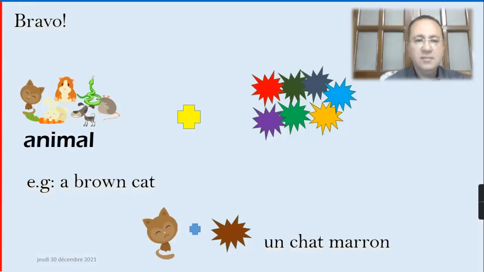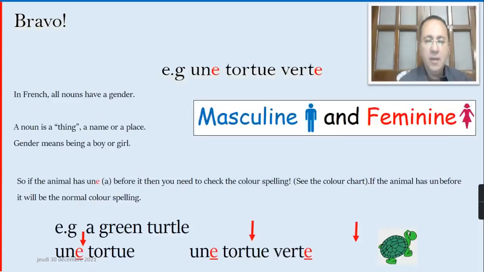Bravo! I'm sure that you notice that the colors are always coming after the nouns and not before, like this example. I'm also sure that you noticed that there are, at the end of some words, the colors and nouns, an E typed in red. That's, for example, like the sentence Une tortue verte. There is an E at the end because tortue is a feminine word.